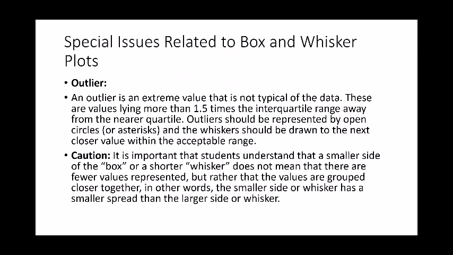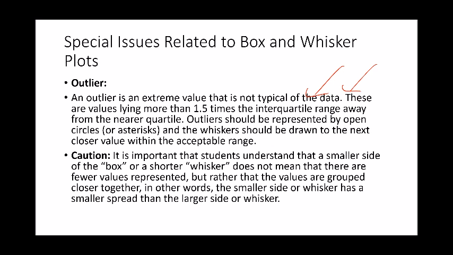So one more set of special issues. Let's talk about outliers. An outlier is an extreme value that's not typical of the data. These are values that lie more than 1.5 times the interquartile range away from the nearer quartile. Outliers are usually represented by open circles or asterisks, and the whiskers are then drawn to the next closer value that's less than 1.5 times the interquartile range. I don't think we'll run into this issue very much in AP biology. I don't think we're going to get a lot of outliers.